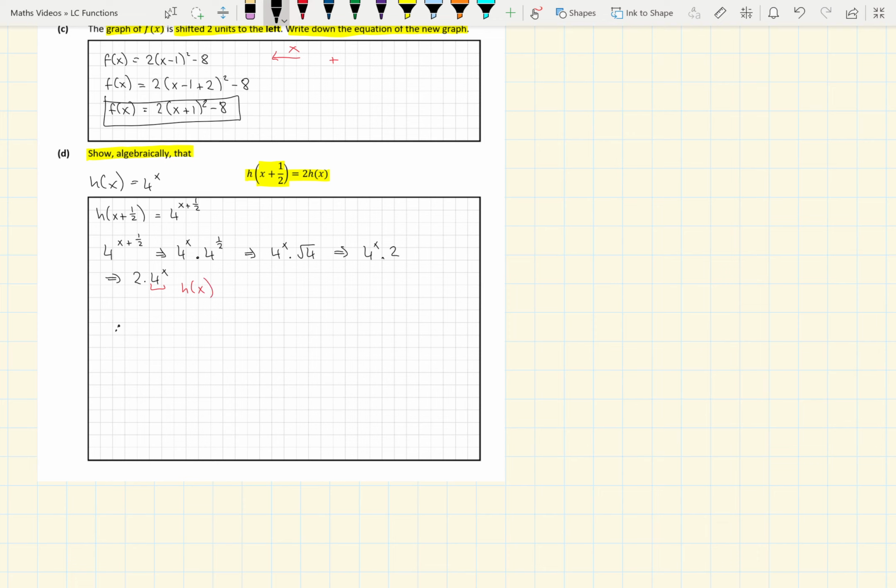So now just my statement at the end. So h of x plus a half is equal to 2 times h of x. That's 2 times 4 to the power of x is equal to 2 times 4 to the power of x. And that's us done.